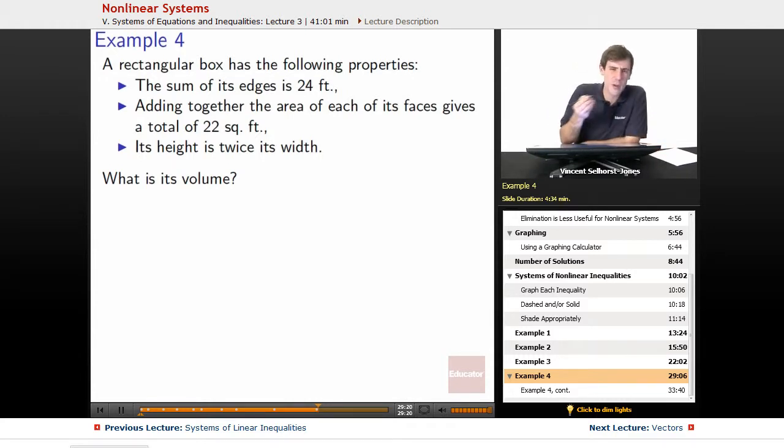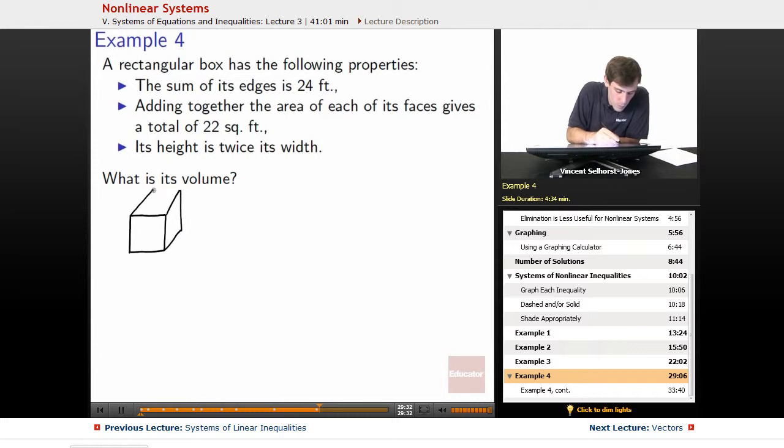So the first thing to do is we want to get a sense of what are we looking at. So let's draw a quick picture. If we've got a box, right, some box. Okay, so it has three things to it, right? Length, width, and height. So what's its length? What is its width? And what is its height? Great. So with that in mind, let's start trying to figure out how do these properties turn into math.